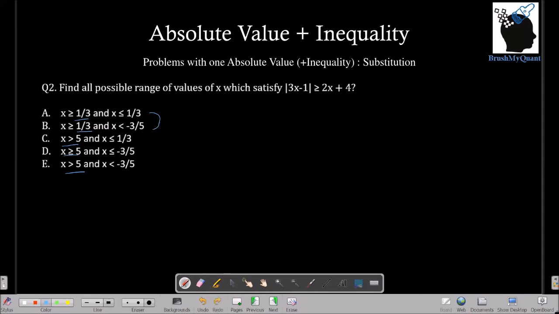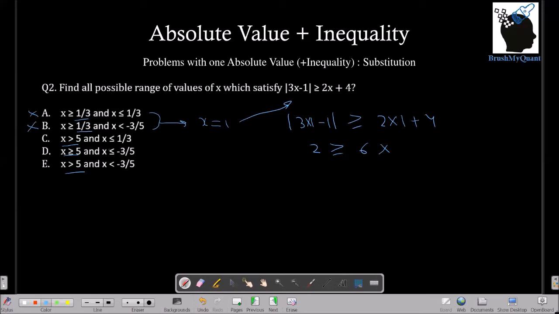So let me take a value of x, let's say x is equal to 1, and substitute in this and see whether it satisfies or not. So it becomes mod of 3 into 1 minus 1 should be greater than or equal to 2 into 1 plus 4, which is nothing but 2 is greater than or equal to 6. Definitely that is not true. That means option number A and B are incorrect.